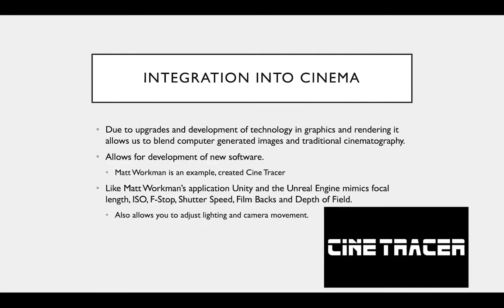So now we're going to talk about the integration of game engines and game technology into film production. Due to technical developments of game hardware and engines such as Unity and Unreal, game developers are able to mimic cameras. This means that they are able to mimic camera functions and aspects such as focal length, ISO, f-stop, shutter speed, film backs, and depth of field. The implementation of these camera controls has become known as the virtual camera.